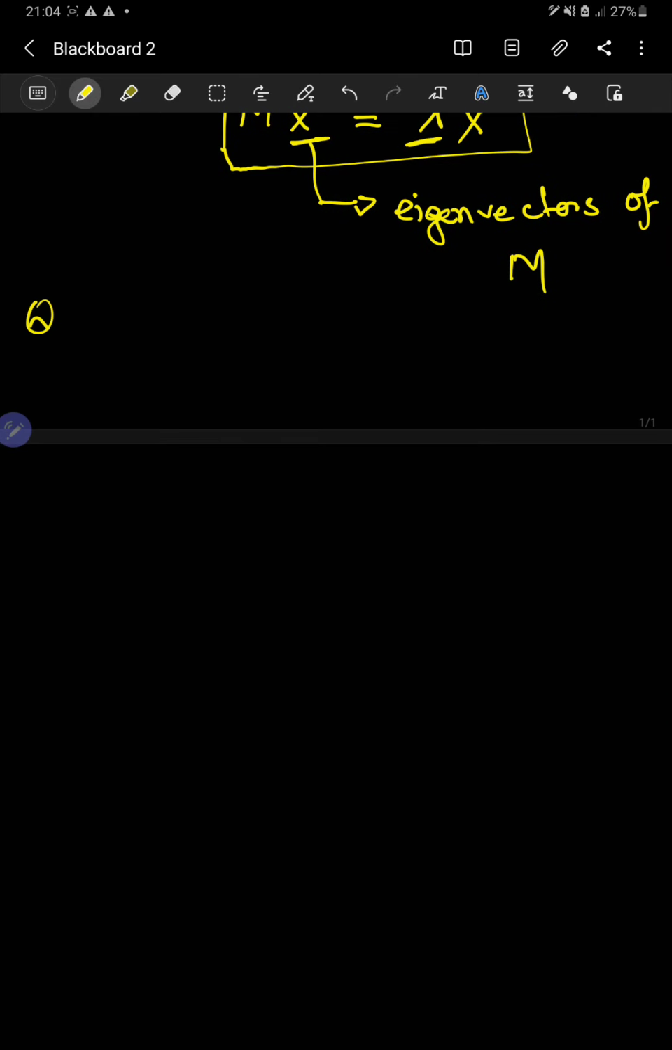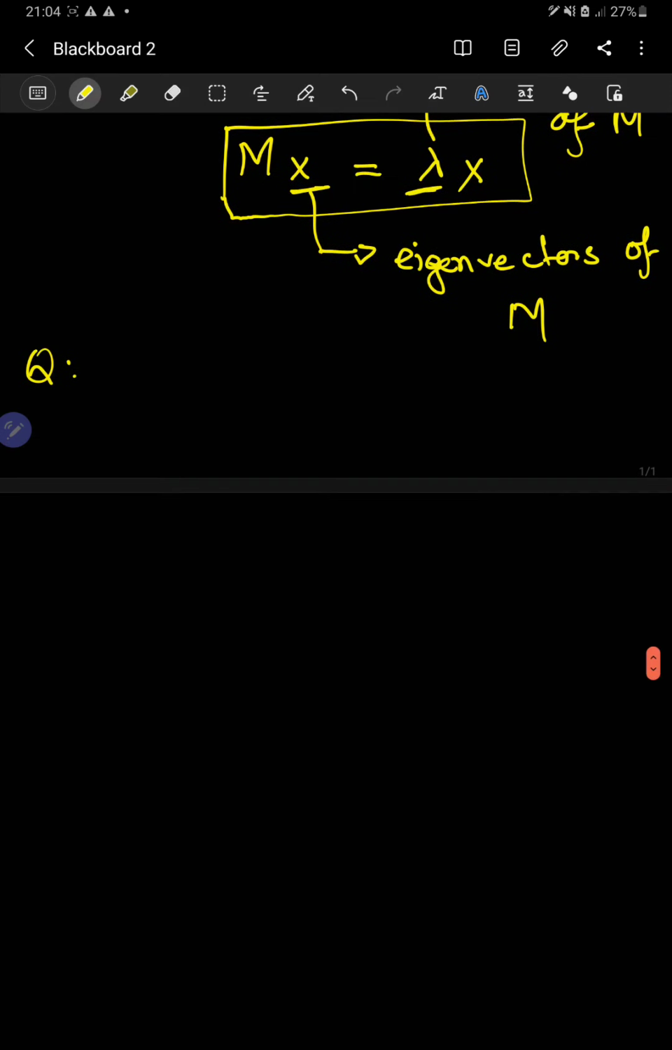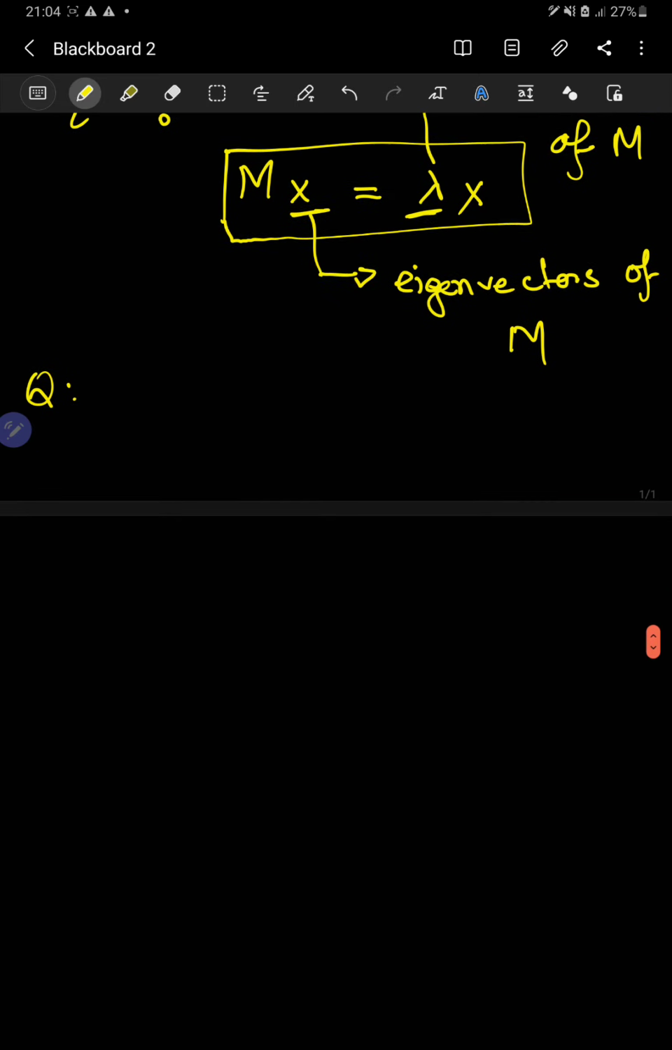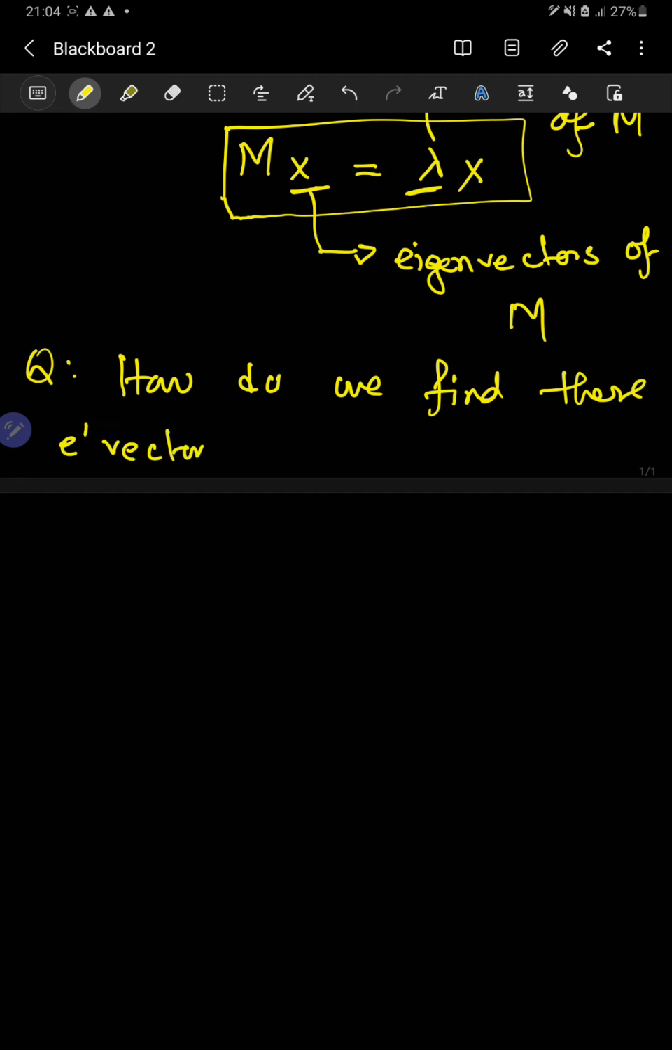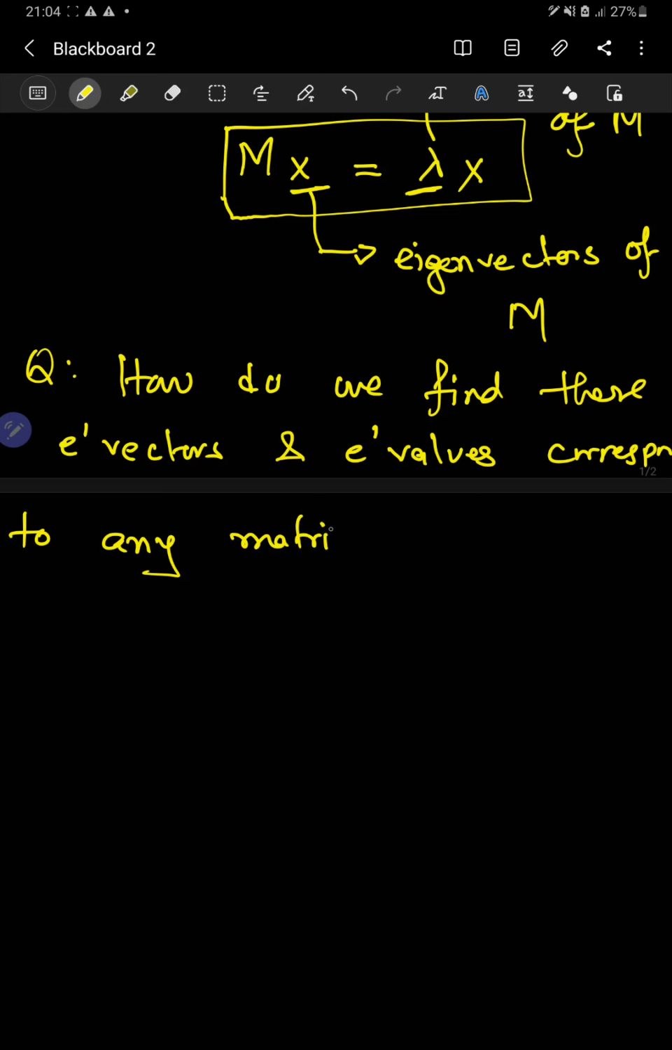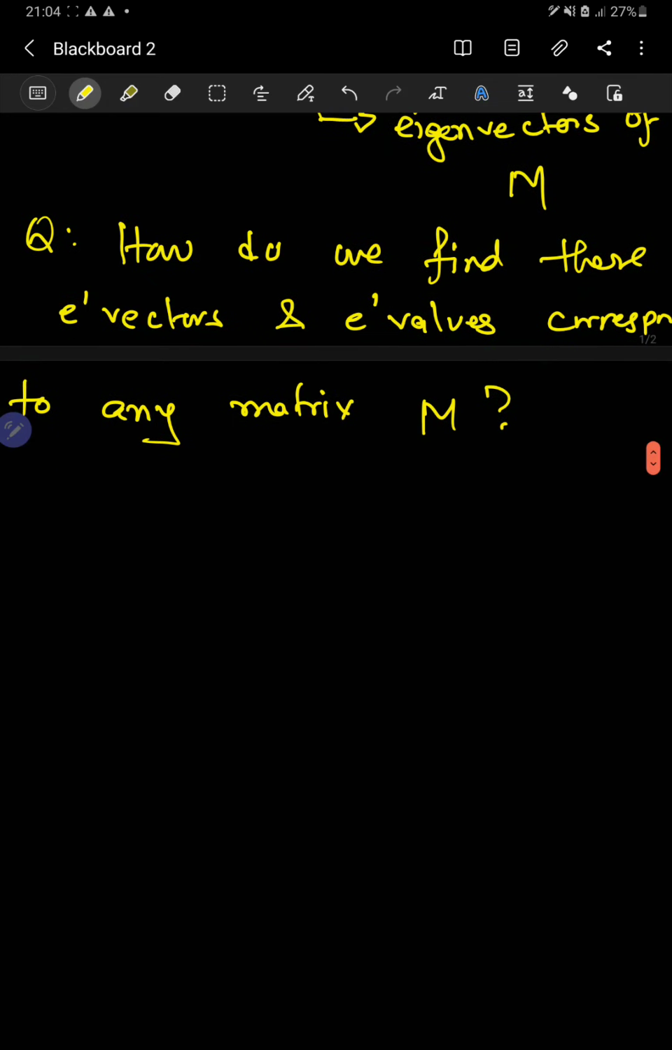So the important question here is, we now know there's this relation which can be satisfied by the vectors. So the question is, how do we find these eigenvectors and eigenvalues corresponding to any matrix M? How do you find them?